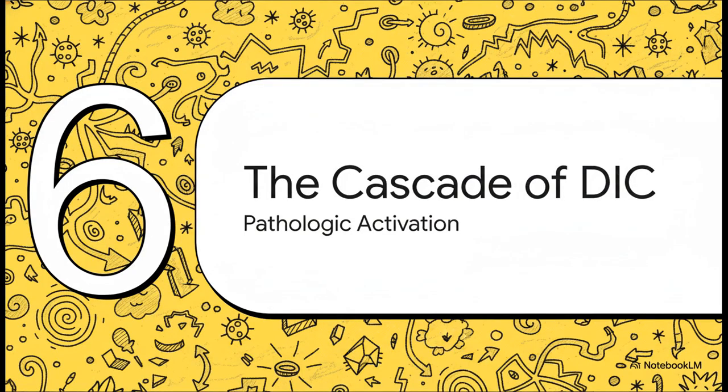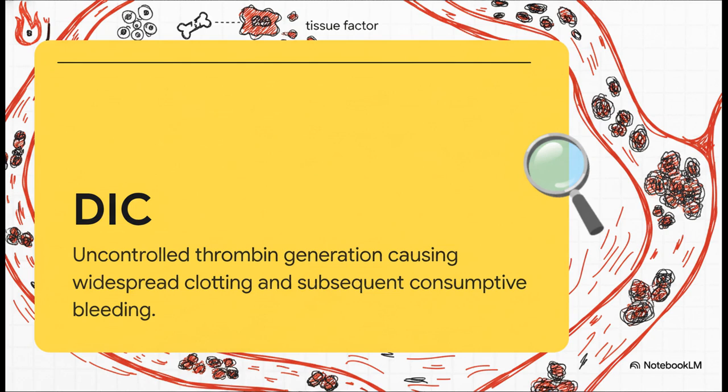All right, for our final section, we're going to move from these localized, specific defects to a full-blown systemic catastrophe. Disseminated intravascular coagulation, or DIC, isn't really a primary disease itself, but rather a devastating syndrome where the entire hemostatic system becomes pathologically activated. At its absolute core, DIC is defined by one thing: uncontrolled systemic thrombin generation.